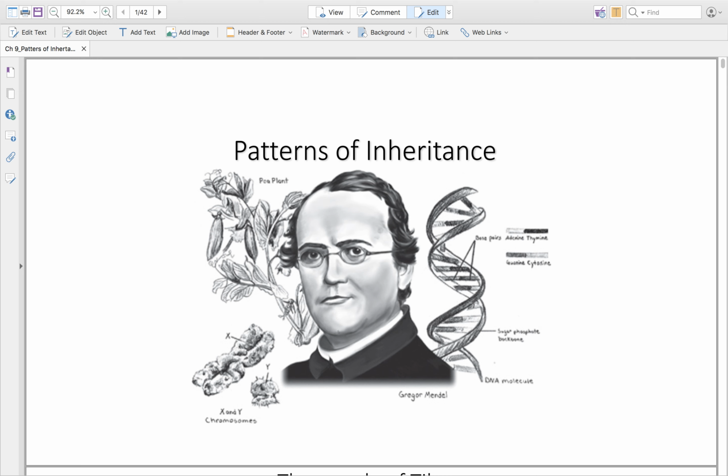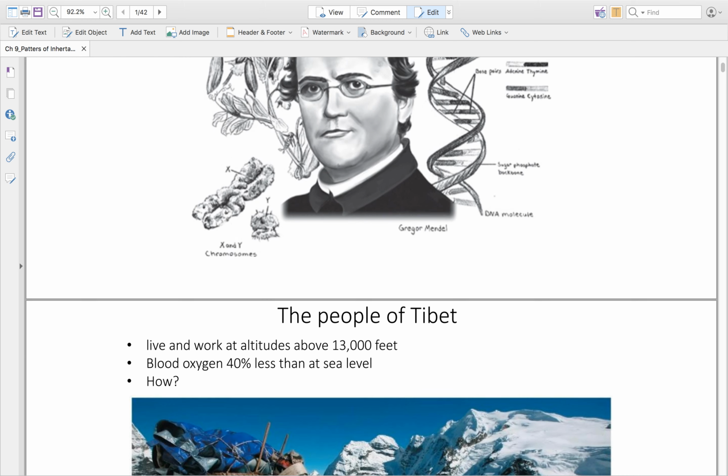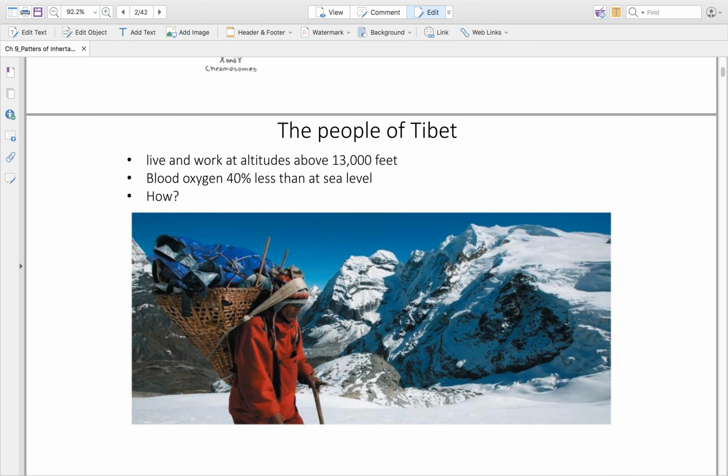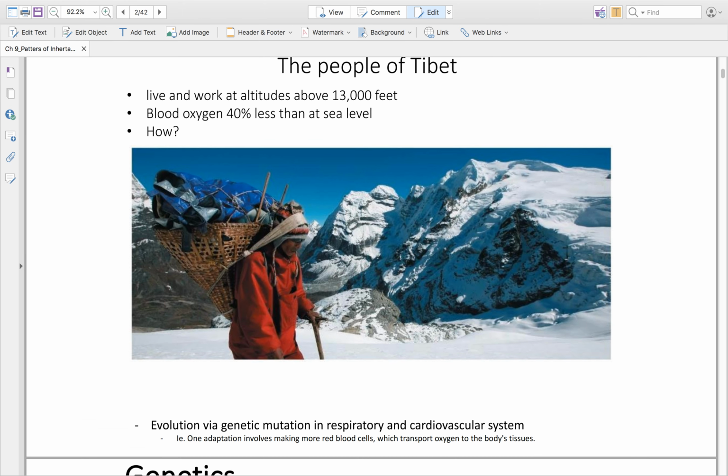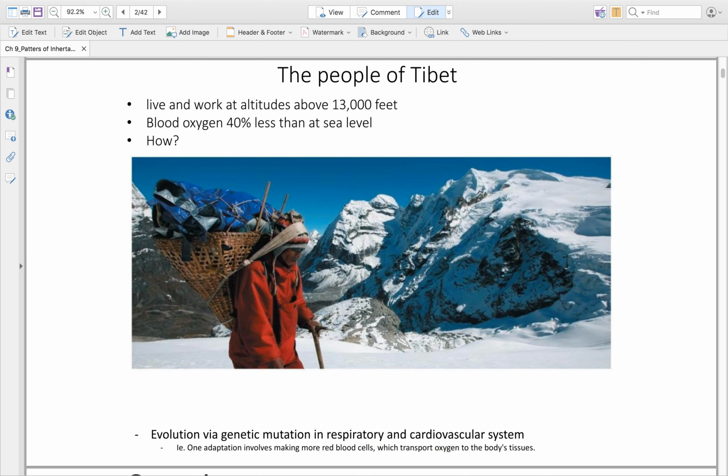Okay, so this chapter is the patterns of inheritance, which is basically genetics. Here we're looking at Gregor Mendel. He is the father of modern genetics because of all of his contributions to this field. In this first slide, they're talking about the people of Tibet, and I want you to keep this in mind as you go through this material.